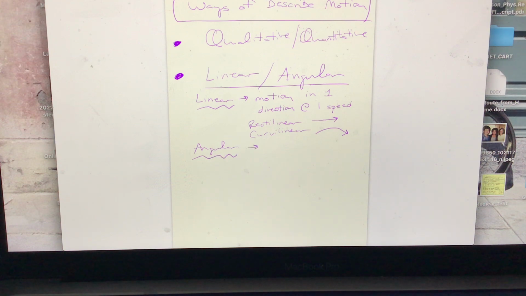So an angular form of motion would be motion around an axis. As such, it is not in one direction at one speed always, right? Not necessarily in one direction at one speed. The key here is motion around an axis.